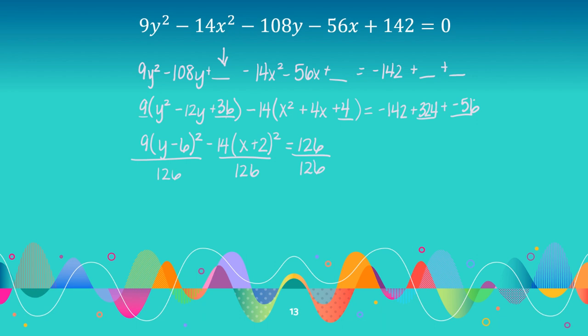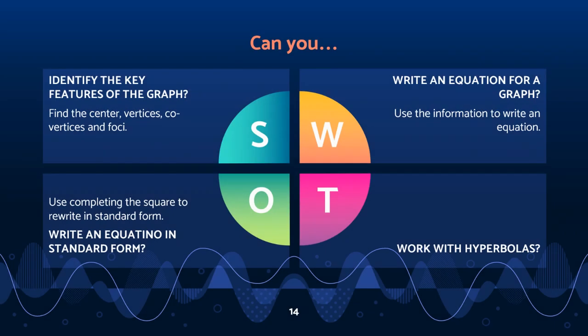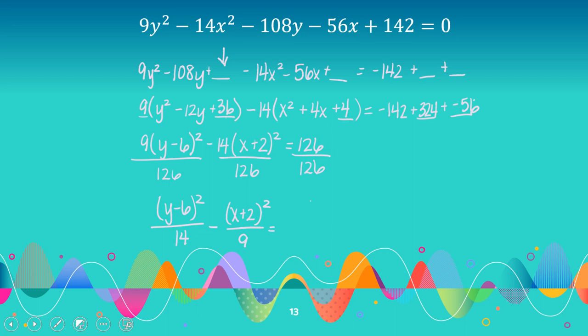And let's see, 126 divided by 9 is 14. So I'm going to get (y - 6) squared over 14. And then 126 divided by 14 is 9. So I'm going to get this over 9. And then 126 divided by 126 gives me that lovely 1. So again, I've gotten my equation into standard form.